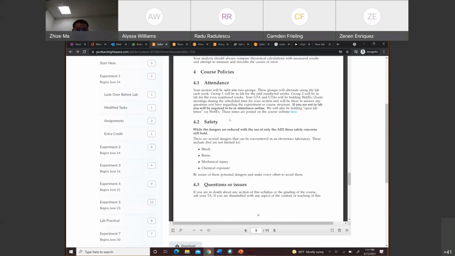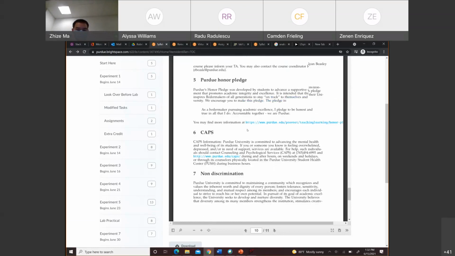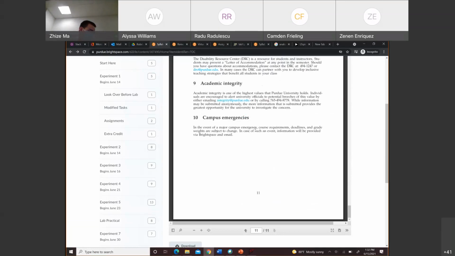Safety. Since you are using AD2, the risk of danger is reduced a lot, but you still need to follow the instructions. As long as you follow the instructions, you should be fine. All right, I think that's all for the syllabus. Any questions for the syllabus?